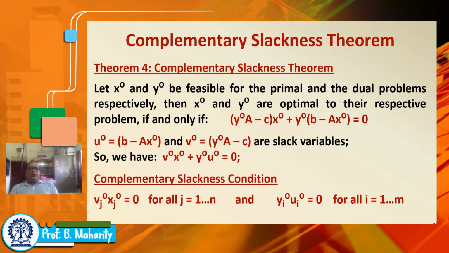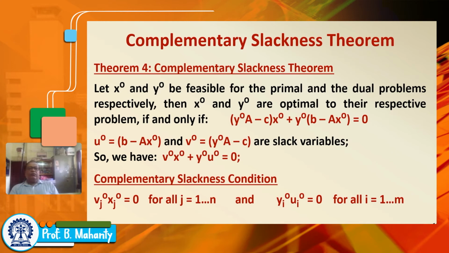Now this can be 0 only when both v0 x0 and y0 u0 equal 0 for individual scalar components, right? In other words, vj0 xj0 should be equal to 0, and yi0 and ui0 should also be equal to 0. So that is the complementary slackness condition.